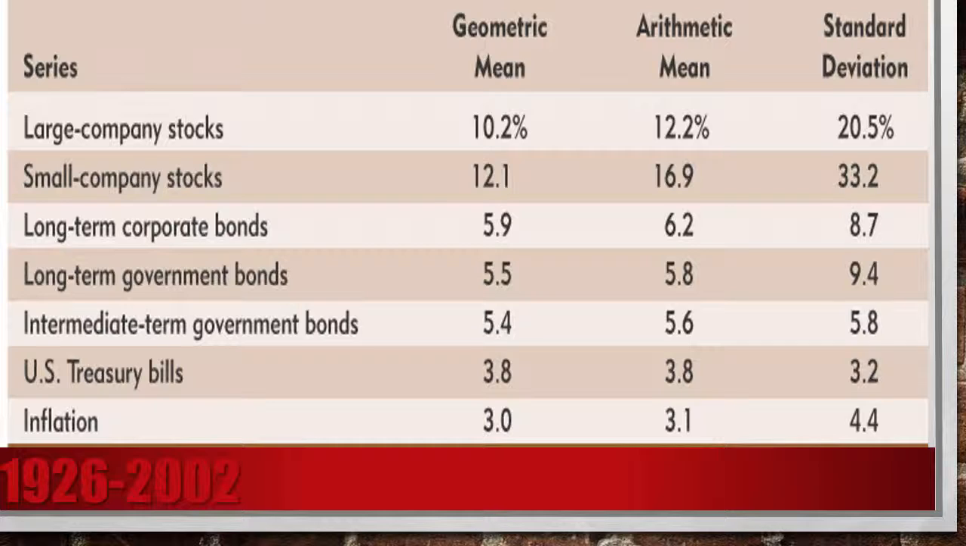U.S. Treasury bills had a geometric mean of 3.8% and an arithmetic mean of 3.8%, exactly identical, with a standard deviation of 3.2%. Inflation based on geometric mean was 3.0% and 3.1% based on arithmetic mean, with a standard deviation of 4.4%.